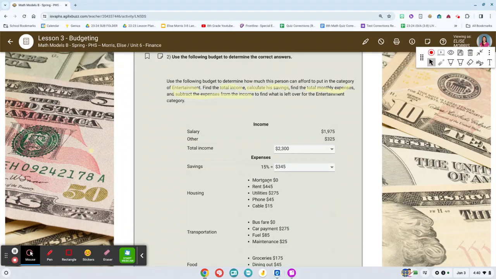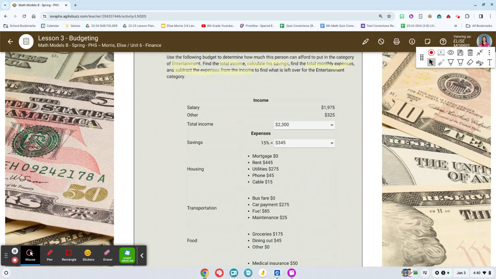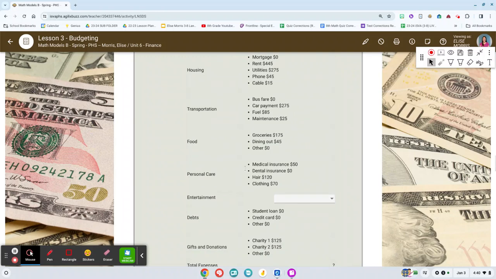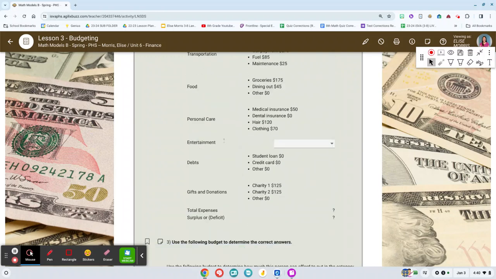Okay, it looks like I'm renting, I have utilities, all of this. I have a car payment, I'm paying for gas and maintenance for the car. Yep. Oh, I have no dental insurance. Hope I don't get a cavity. All right, and then entertainment. I just want to spend all of the money that is left on the entertainment.